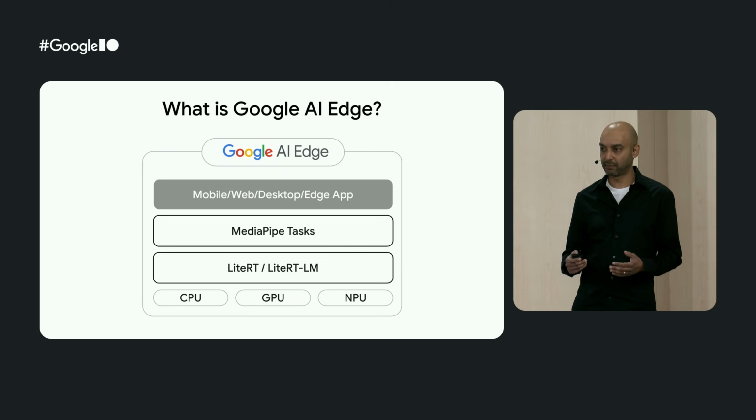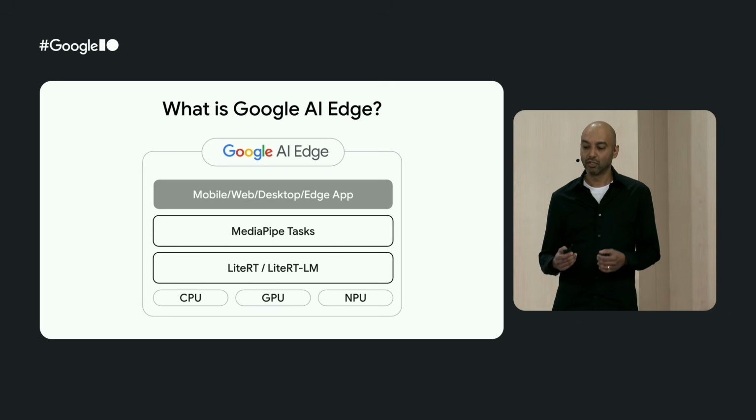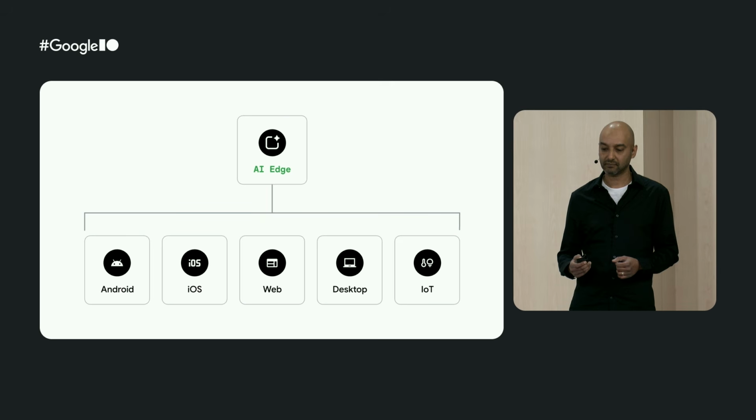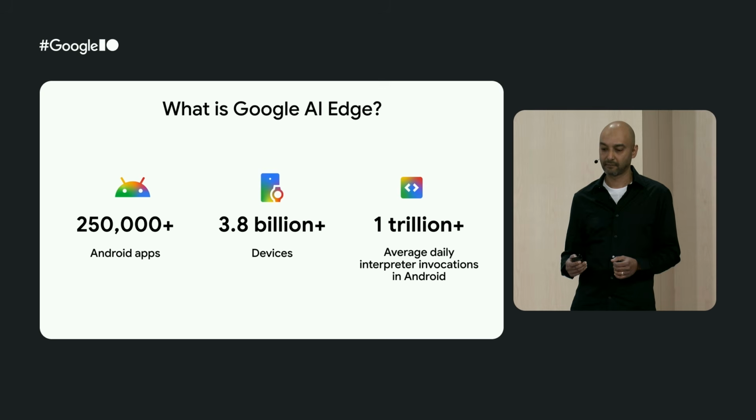And Google AI Edge can help you with that. Whether you want to take advantage of ready-to-use tasks such as pose detection or gesture recognition, or you want to run a language model or bring your own custom model, you'll find everything you need in this comprehensive suite of tools. The AI Edge solutions can run across a wide variety of platforms, so you can build your solution once and deploy on Android, iOS, web, desktop, and IoT.